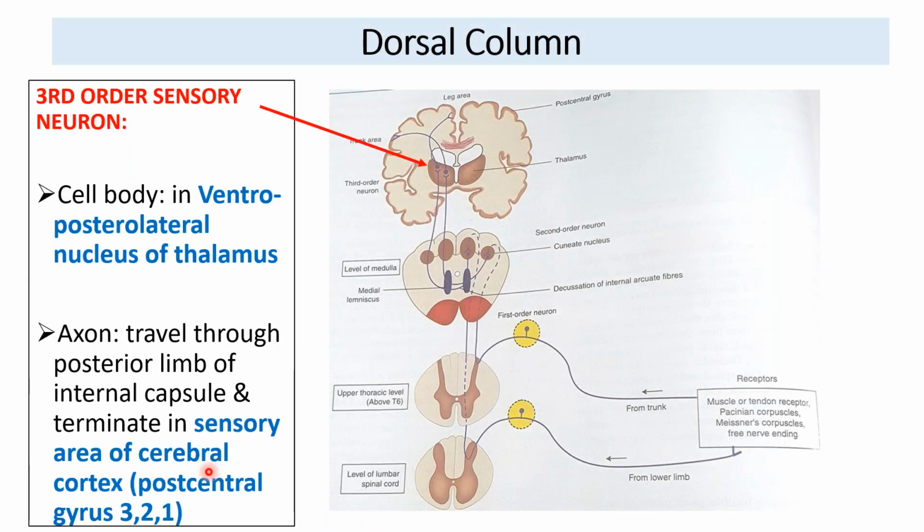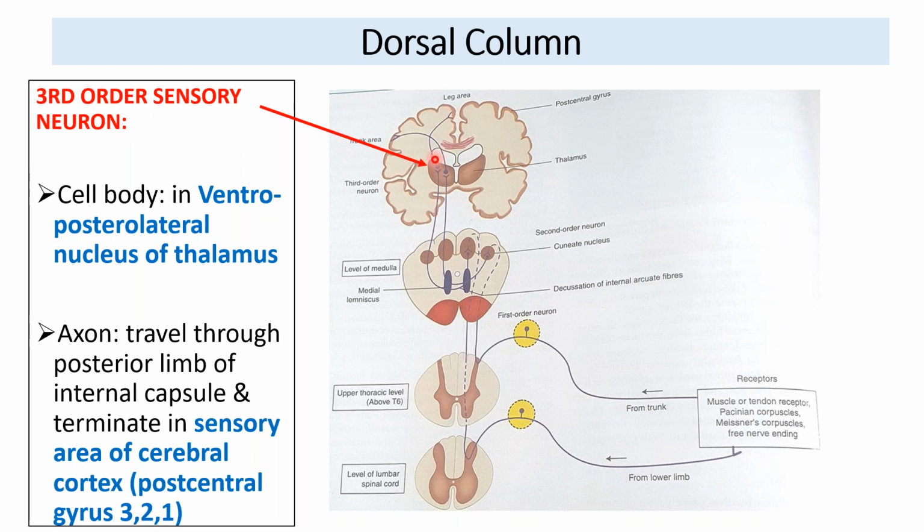So now we come to the third order neuron. This is the third order neuron located at the level of the ventro-posterolateral nucleus of thalamus. There are many nuclei of thalamus, you will learn later. So this is the ventro-posterolateral nucleus of thalamus where all the sensory impulses are relayed. The axon of this is now going to terminate in the sensory area.